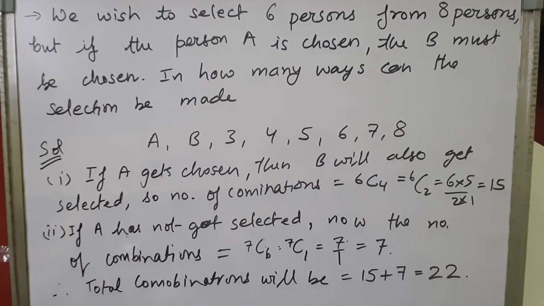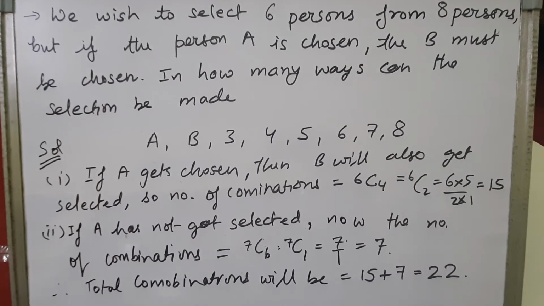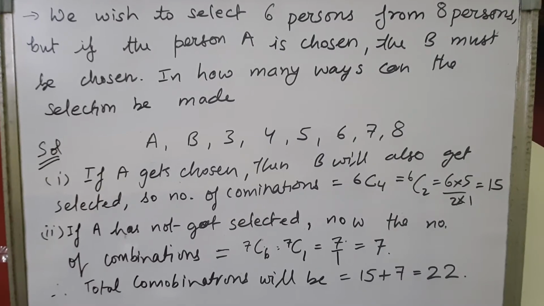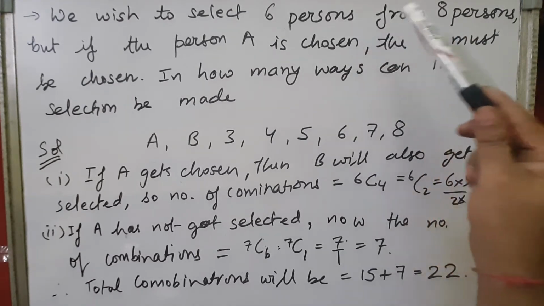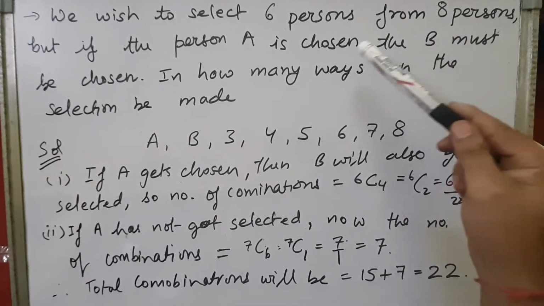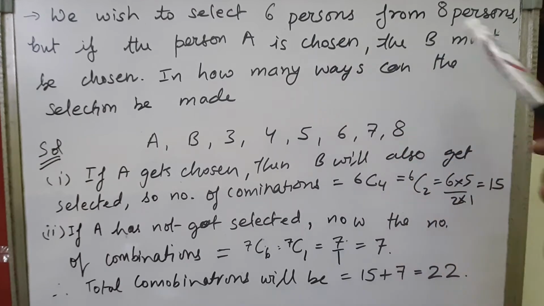Let's see another sum, children. Now in this sum it is given that we wish to select 6 persons from 8 persons, but if the person A is chosen, then B must be chosen. In how many ways can the selection be made? There's a condition given: if A gets selected, then B must get selected, right?